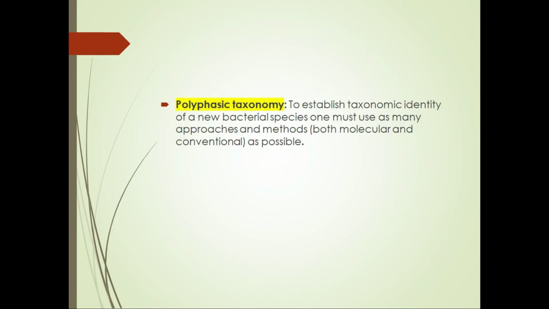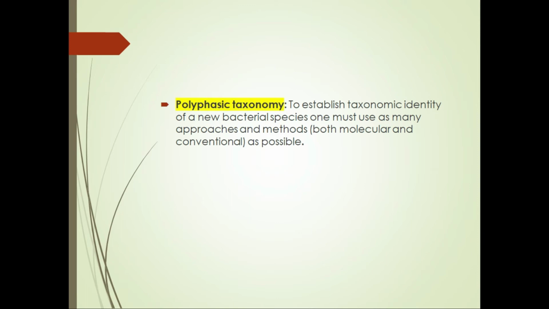Now, what is polyphasic taxonomy? Polyphasic taxonomy refers to inclusion of all possible methods, conventional as well as molecular methods, for taxonomic purpose. So, to establish taxonomic identity of a new bacterial species, one must use as many approaches and methods, both molecular and conventional, as possible. That is what polyphasic taxonomy is.